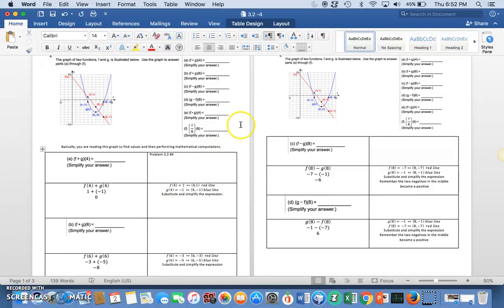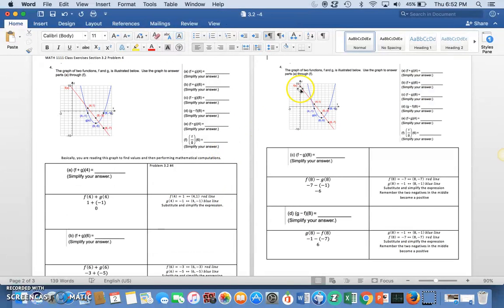Very similar type problems. C and D are over here. C is f minus g of 8. So we would go and we would look for where f is 8. Red 8. The corresponding y is -7. Minus g of 8. G is blue. Blue 8. The corresponding value is -1. -7 minus a -1. Remember, those two negatives become positive. -7 plus 1 is -6.